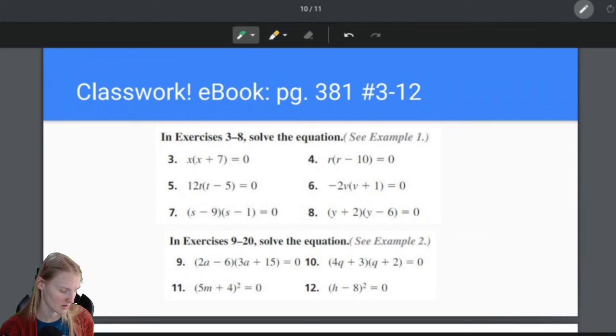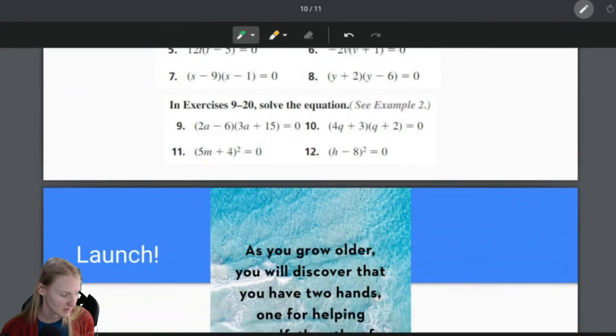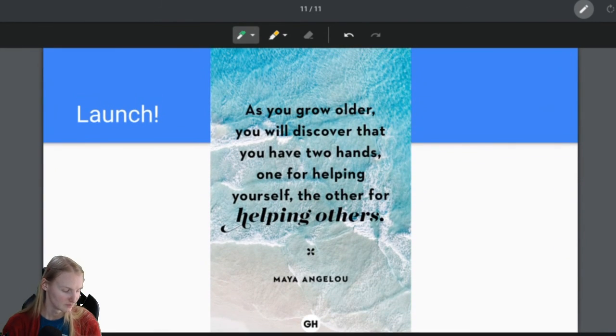The classwork for today, homework, classwork, whatever you want to call it. Technically homework, since we're all home now. But yes, these are all the questions I'd like you to try. The first few are just like example 1, and the last 4 are like example 2. If you have questions, you know where to go. The live stream.